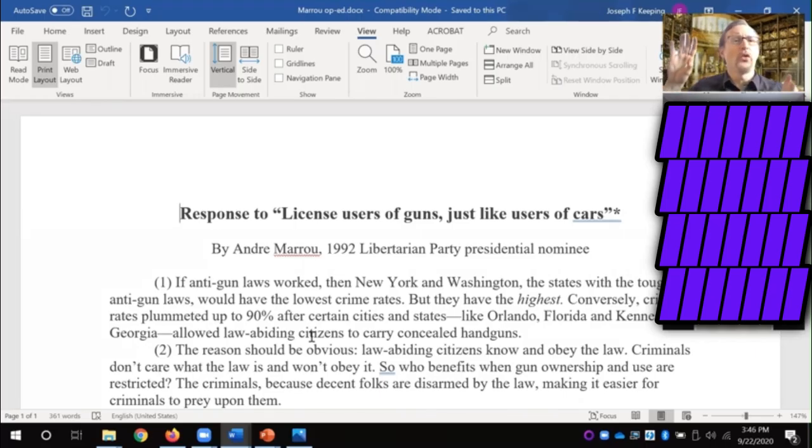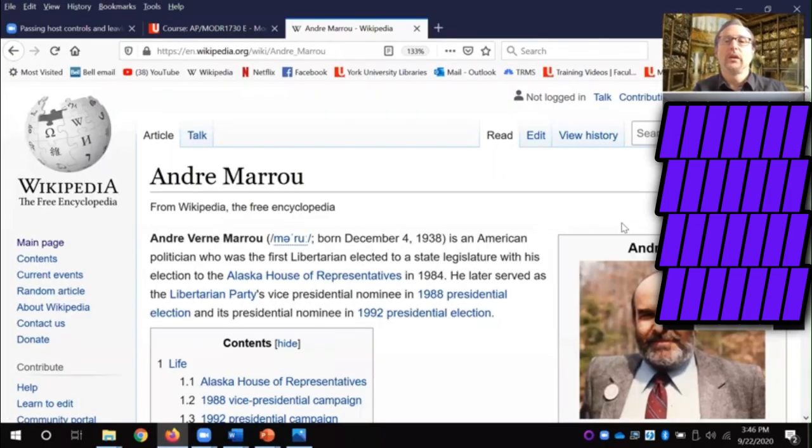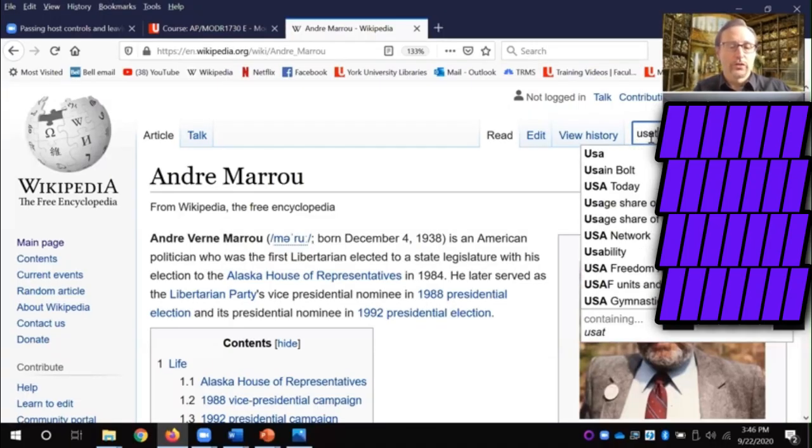So knowing something about the author tells you the perspective that the author is speaking out of. And if you know something about where it was published, then you can get a rough idea of the people that the author is speaking to. So USA Today. Well, I know what USA Today is.